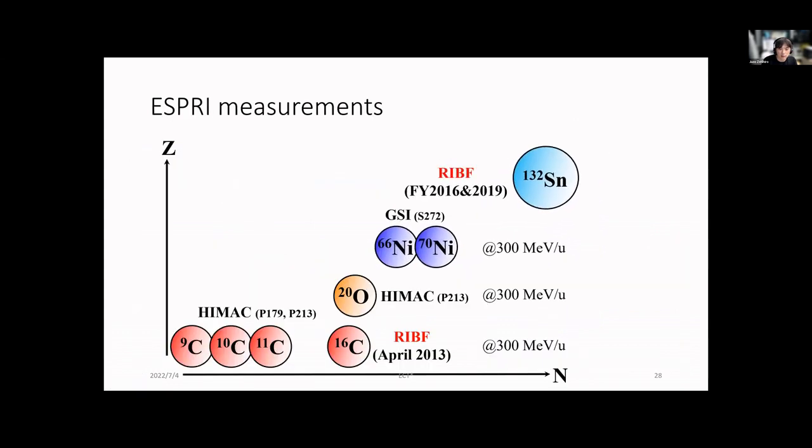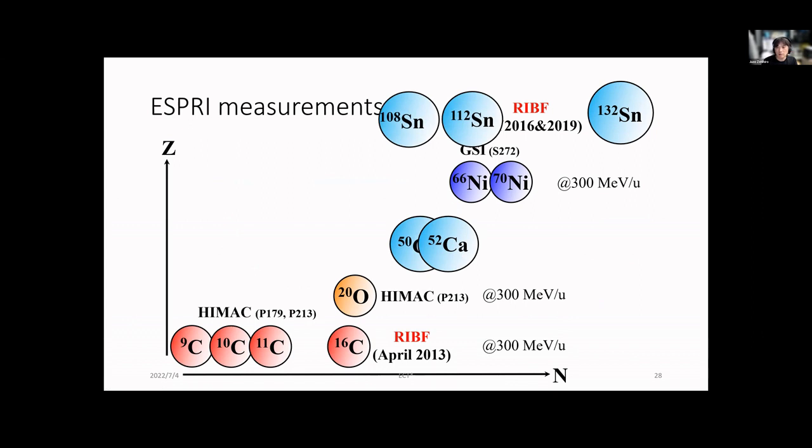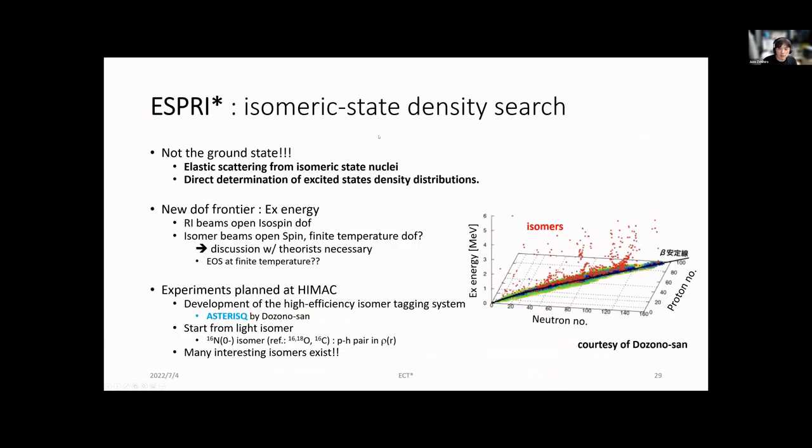This is our history, ESPRI history. We already measured some unstable nuclei like this, and recently we have measured tin-132. The next target is calcium-52, and maybe next is the more proton-rich side of the tin isotopes.